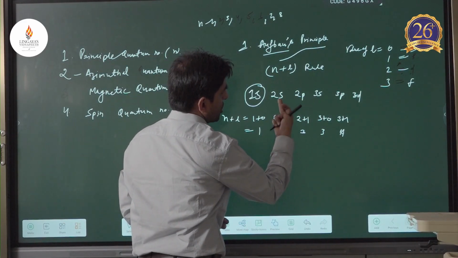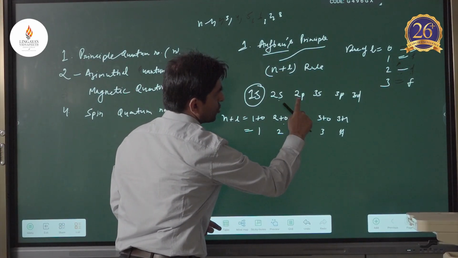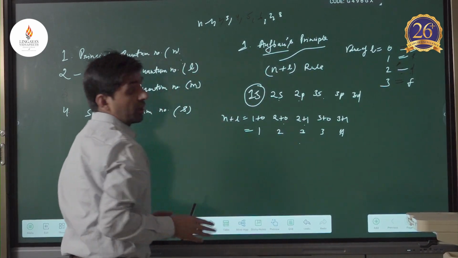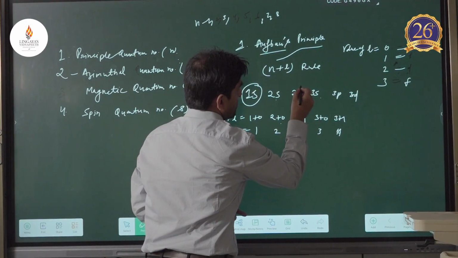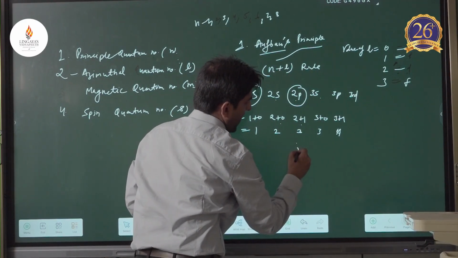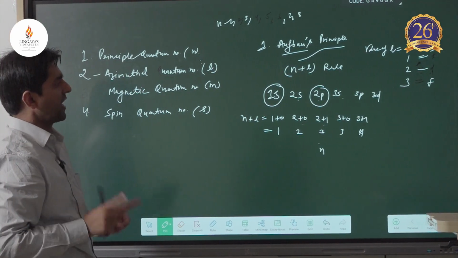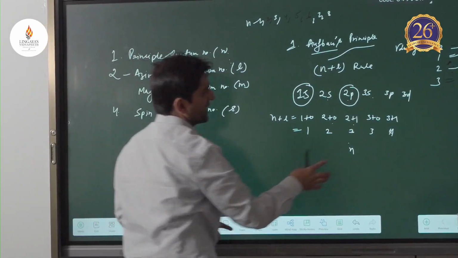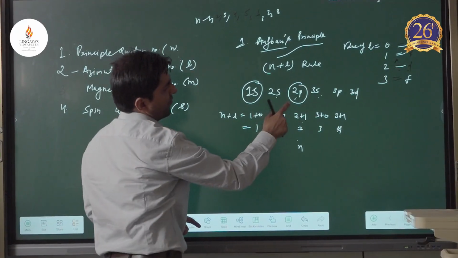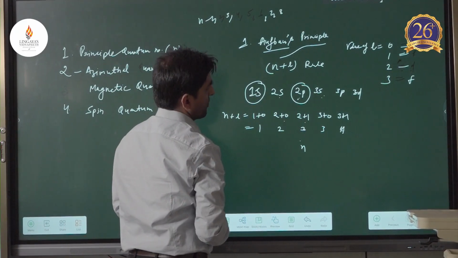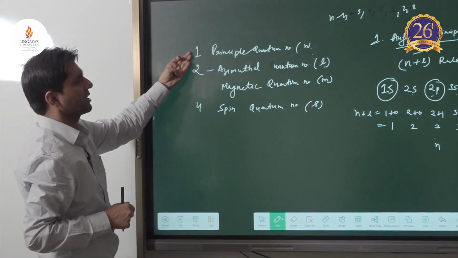then now you can see that n plus L is the same for 2p orbital and 3s orbital. So, in which orbital will we fill the electron first? So, for this, the orbital for which the value of n is less, we will fill the electron in that orbital first. So, in 2p and 3s orbital, we will first fill the electron in 2p orbital.